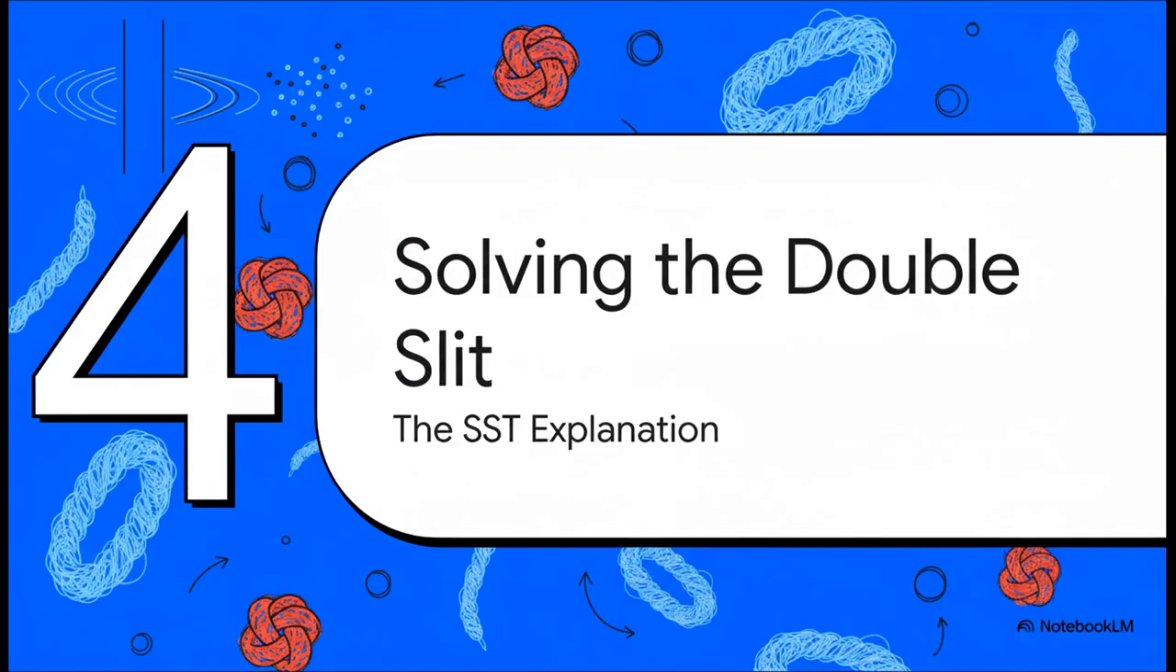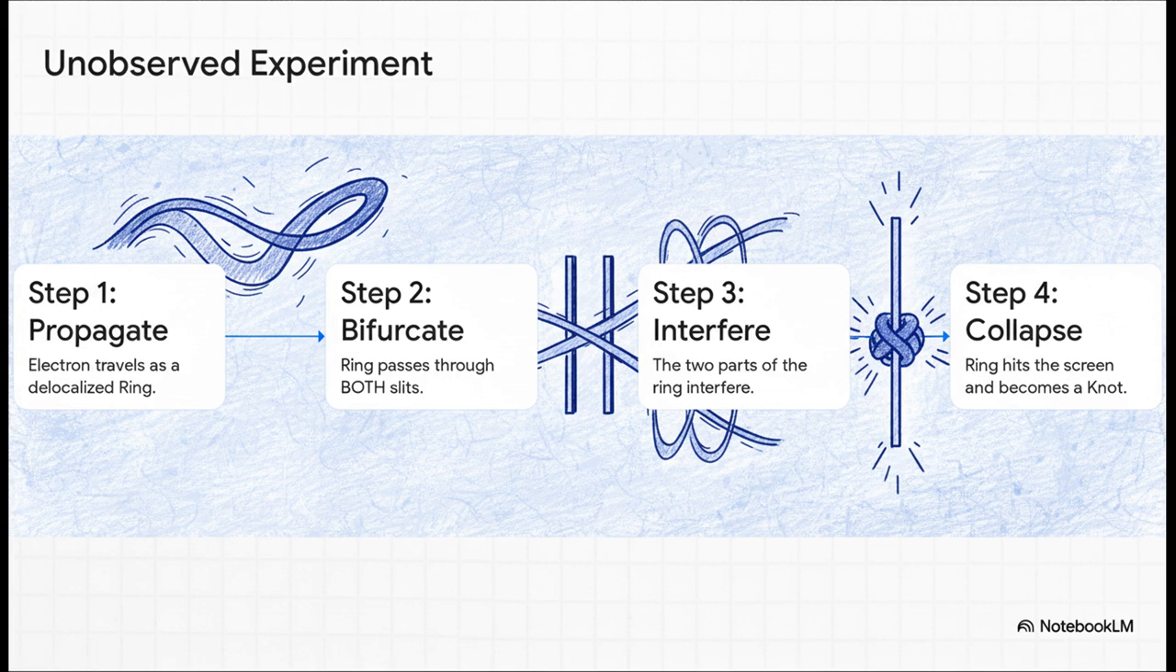All right, so now we have all the pieces of the puzzle. We've got the electron as a string, we have its two states, the ring and the knot, and we have the photon trigger that flips it between them. So let's go all the way back to that original mystery, the double-slit experiment, and see how this new framework explains everything. Okay, first up, the unobserved experiment, the one where we're not looking.